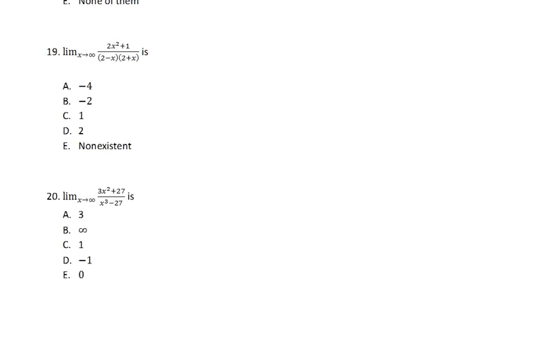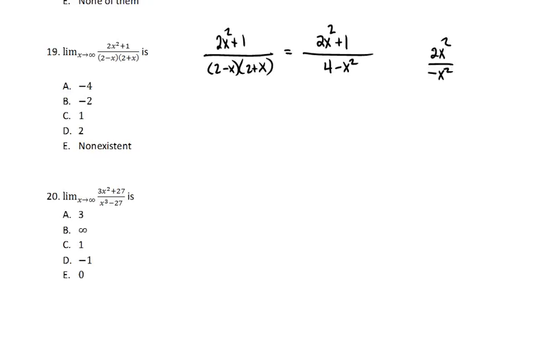In problem 19, we're asked about the limit at infinity of (2x squared plus 1) over (2 minus x) times (2 plus x). Well, if we multiply out the denominator, we're going to get 4 minus x squared in the denominator, 2x squared plus 1 in the numerator. Since we're looking for a limit at infinity, we're concerned about the degree of the numerator and the degree of the denominator. They're both second degree. The numerator is 2x squared and the denominator negative x squared. So that's going to give us a limit of negative 2, negative 2 over negative 1.